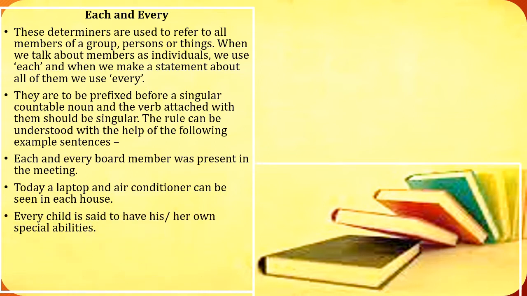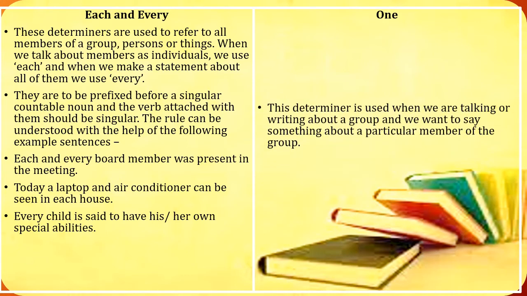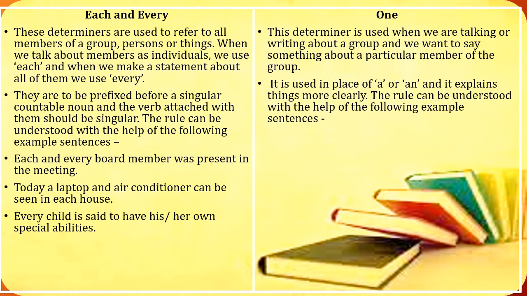Then you have one. This determiner is used when we are talking or writing about a group and we want to say something about a particular member of the group. It is used in place of a or an, and it explains things more clearly. For example, I know one Chinese restaurant where you can get amazing Chinese food. When we're talking about a particular restaurant, instead of saying I know a restaurant, we use I know one restaurant.